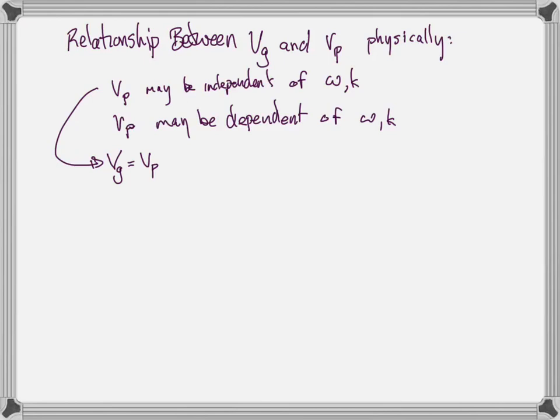So when the phase velocity is independent of omega and k, that is called non-dispersive. And when it is dependent on omega and k, it is called dispersive. Dispersive, right? The different components of the wave, the different frequencies of the wave, disperse.